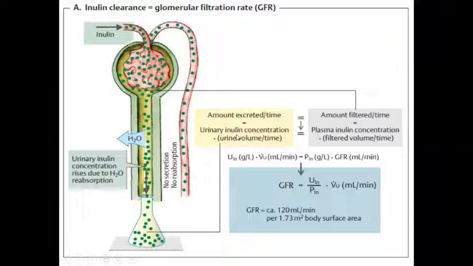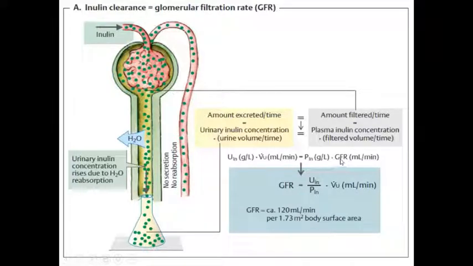So in terms of units, you have urinary inulin concentration. Concentration is given in grams per liter. So the concentration of inulin in the urine is given in grams per liter, multiplied by the urine volume per unit time. This is the flow rate of urine, which is given in mils per minute. That will be equal to plasma inulin concentration, also given in grams per liter, multiplied by the glomerular filtration rate.